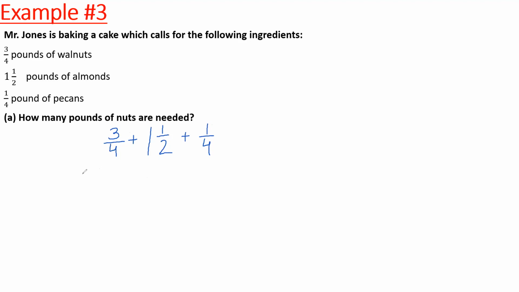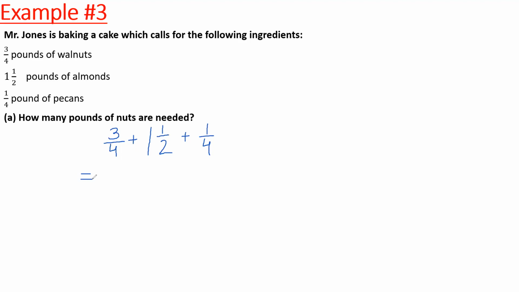So how are we gonna get this? What's the first thing we have to do? We have to change the mixed number into an improper fraction. Very good. So we have to take this mixed number and change it into an improper fraction. That's the first thing we need to do, so let's do that.